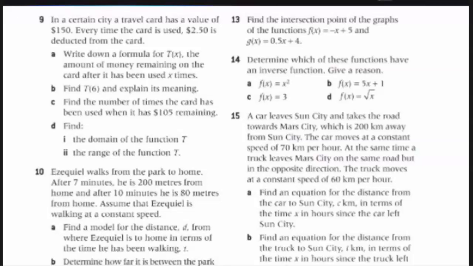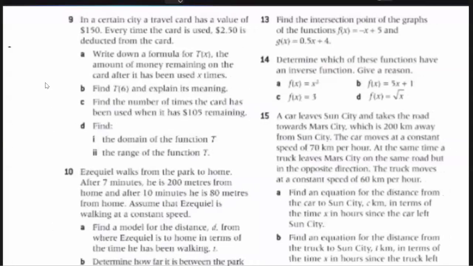So part A tells us we have to write a formula in the form of T of X for the amount of money remaining on the card after it's been used X times. So I'm going to have T of X equals MX plus B. And I have to fill in each of these values. Now, it tells me $2.50 is deducted from the card every time it is used. This is my rate of change. This is my M value because it changes each time it's used. So after one use is $2.50, 2 uses $5, 3 uses $7.50.